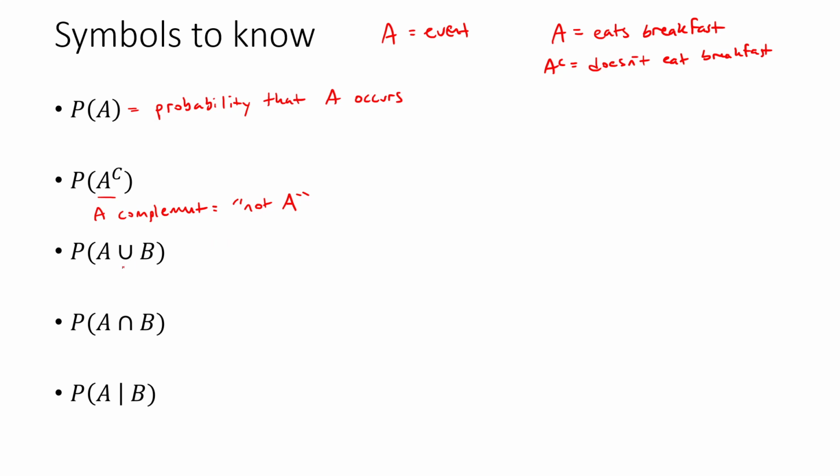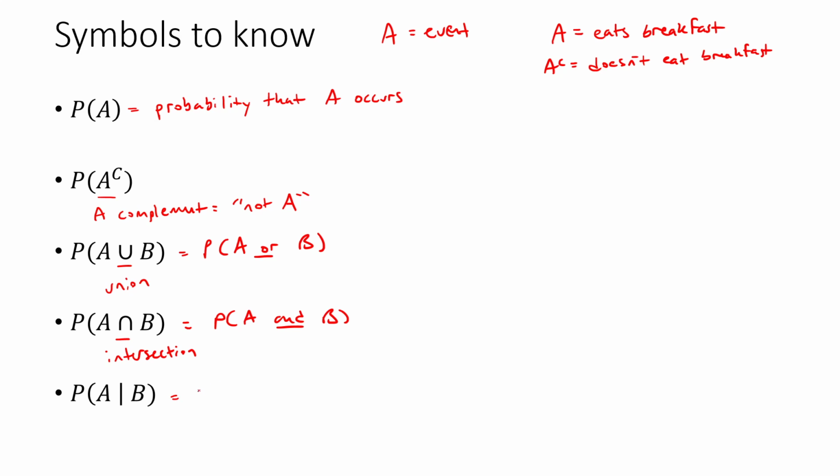This stands for union, but we can also say the probability of A or B, and that means either A happens or B happens or both. It's not exclusive. This would be the symbol for intersection, and another way to say that is P of A and B. And so we need both event A and event B to happen at the same time.